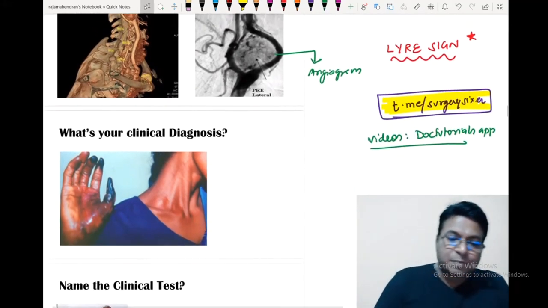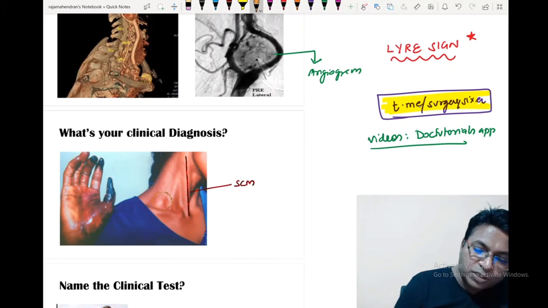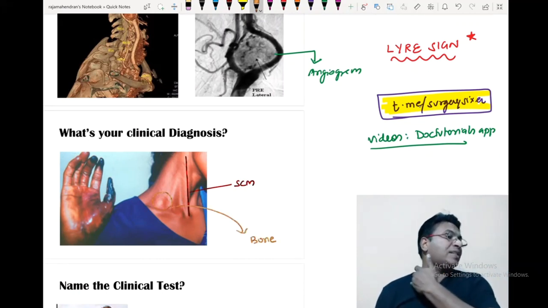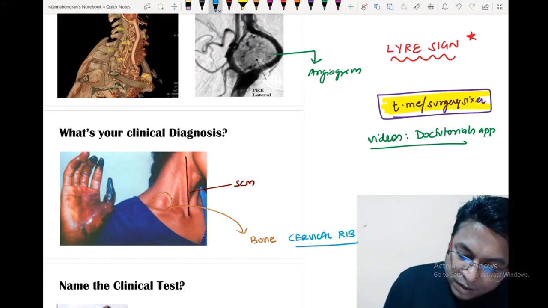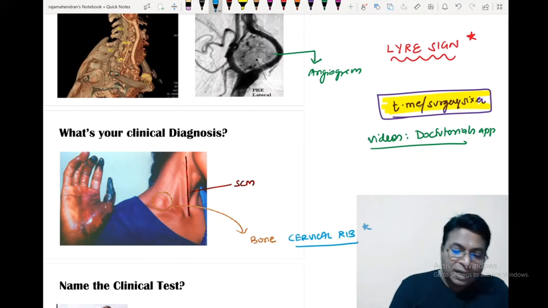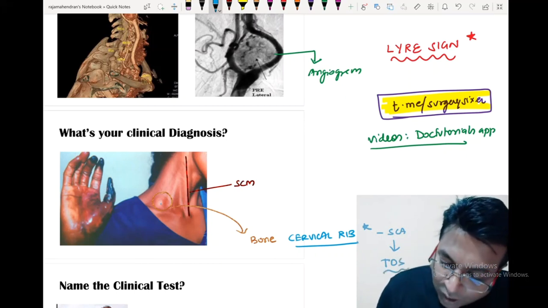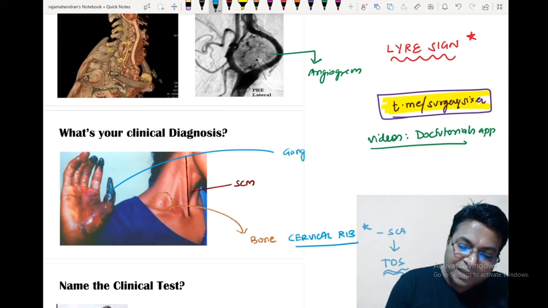Okay. So the next picture is showing you a classical picture. This is the sternocleidomastoid muscle. Can you see there is a bony swelling on the posterior triangle? Bony swelling, what is it? On the posterior triangle you can see a bony swelling that is known as cervical rib. That cervical rib can compress the subclavian artery and can cause a syndrome known as thoracic outlet syndrome. And that has caused gangrene of the fingers. Can you see the girl has developed a gangrene of the fingers?